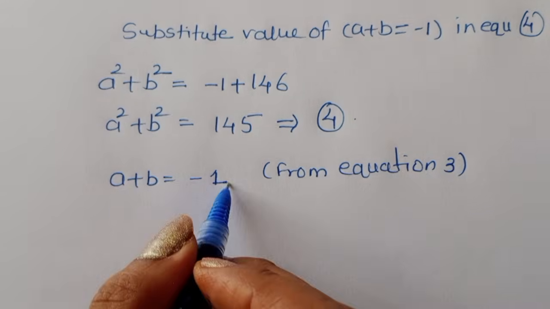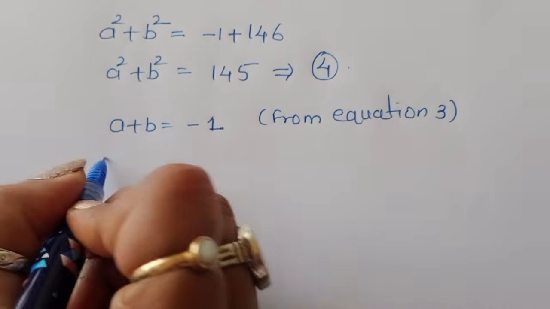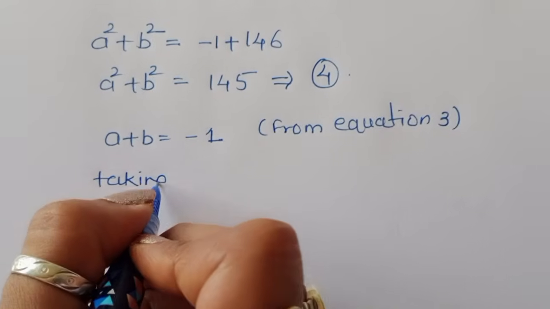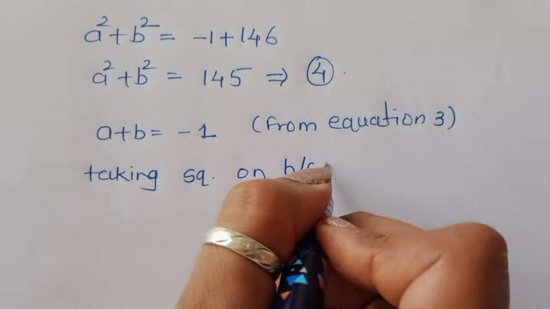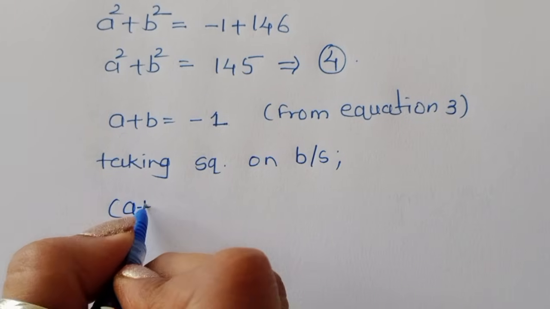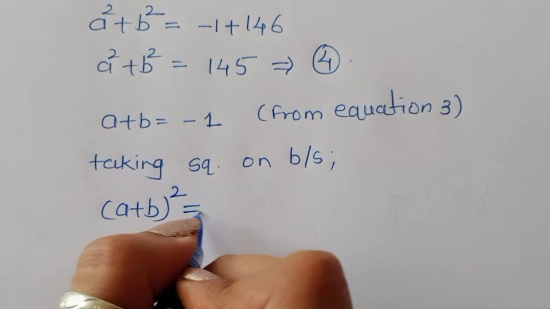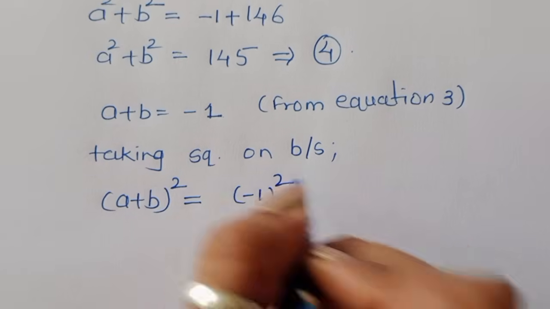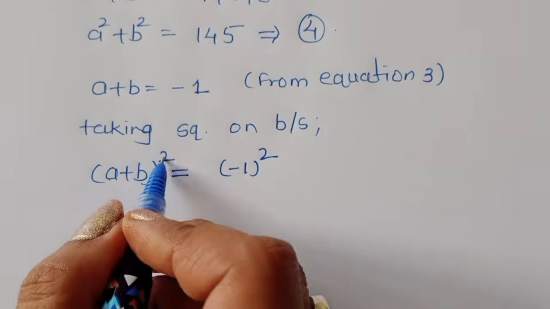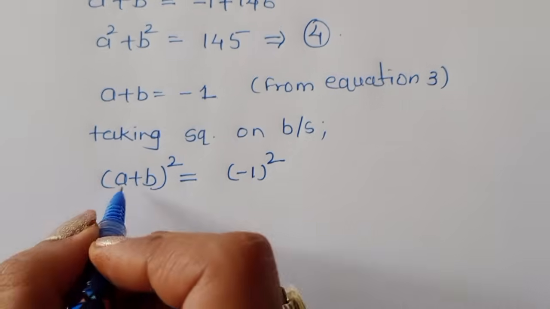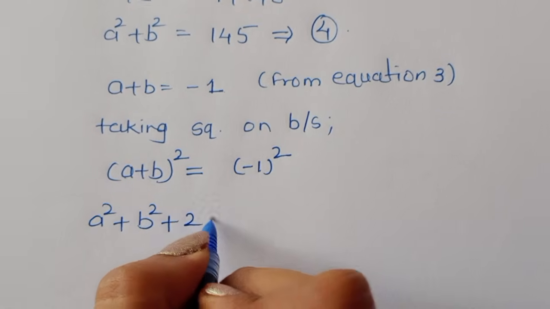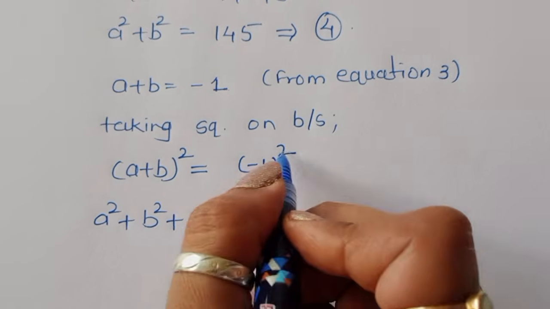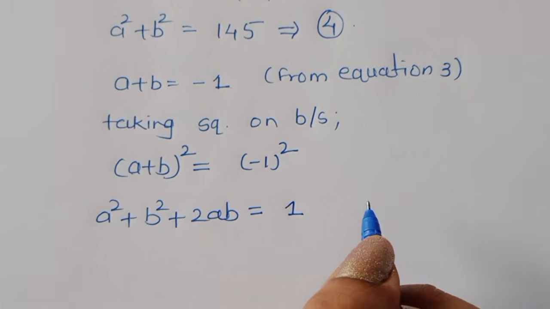Now a plus b equal to minus 1. Taking square on both sides, we will get (a plus b) whole square is equal to (minus 1) whole square. Now the value of (a plus b) whole square, this is the formula, so this is a square plus b square plus 2ab is equal to (minus 1) square, that is 1, right?